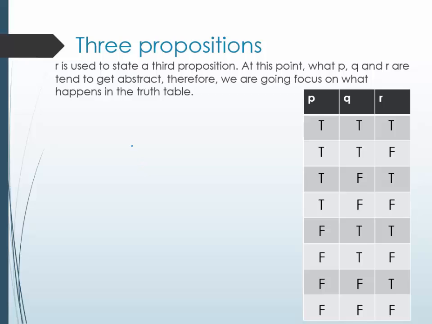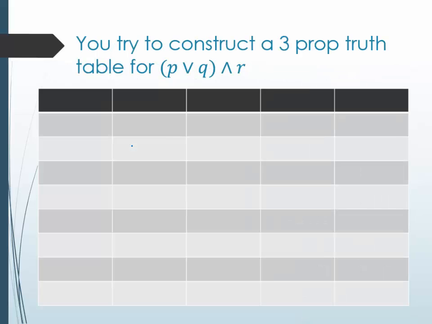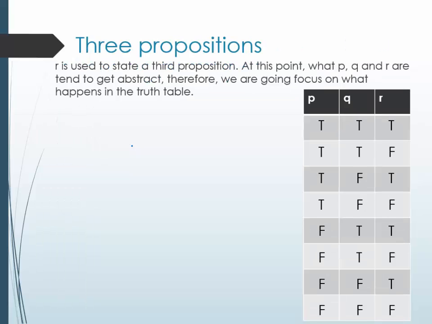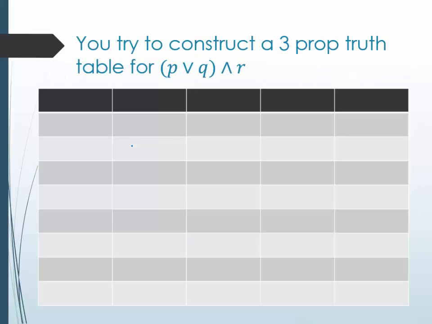Okay. So, R is used as a third proposition. You can do these. I've seen these on the IB test, so these are important. But you just compare them like you've done with every single thing. So it says you try to construct a 3-proposition truth table with this. Now, let me set it up with you.